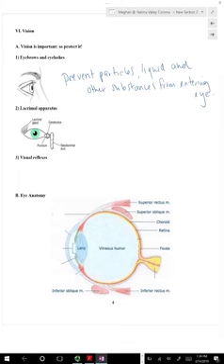Then if we happen to get any of those particles into the eye, that's where the lacrimal apparatus works, and this has the function of creating tears. And those tears are there to flush the eye.